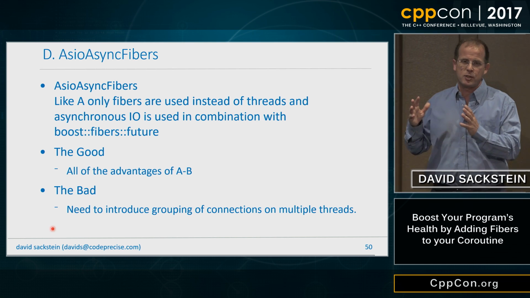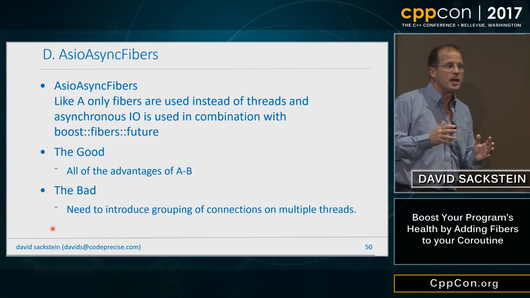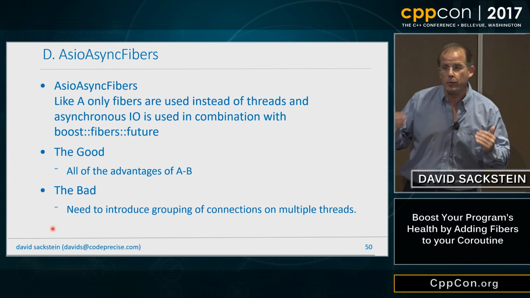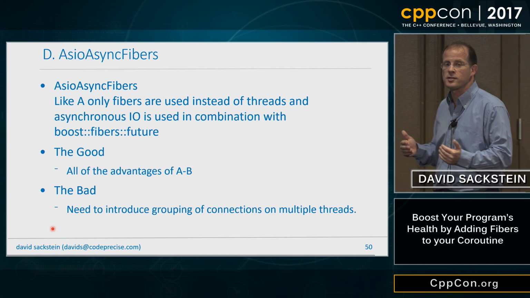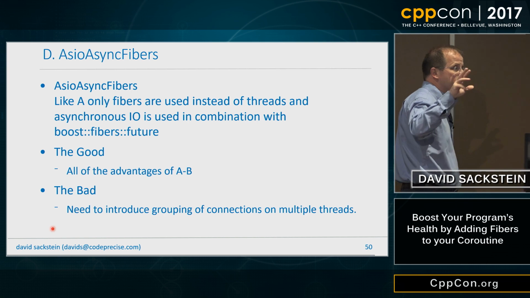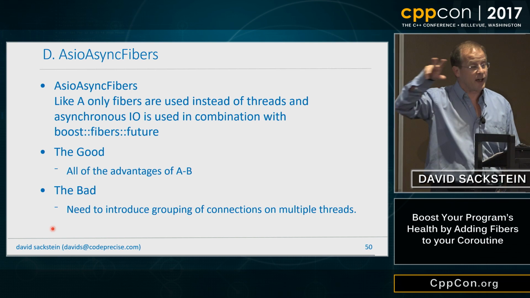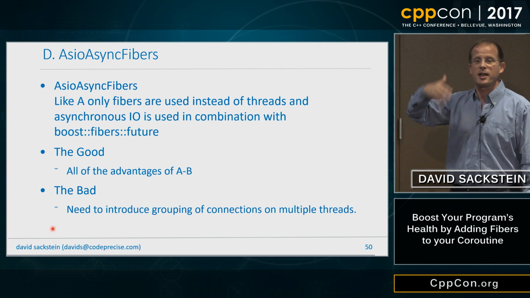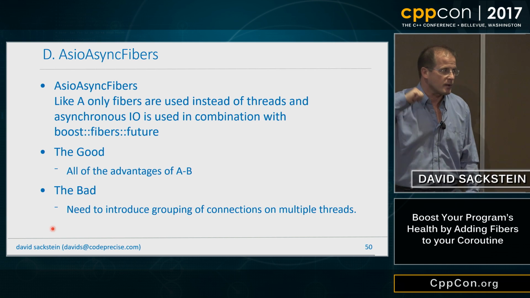So the ideal situation to use a fiber as opposed to a coroutine is where you yourself are in control of the main loop. If you have your own main loop and you're handling the asynchronous operations, all you need to do is to intersperse your calls with yield from time to time, and you can fine-tune that, to make sure that the fiber library gets the opportunity to reschedule new fibers. Okay?